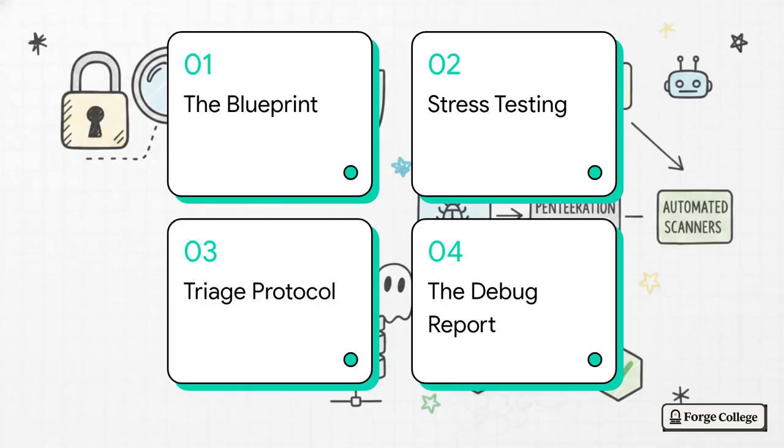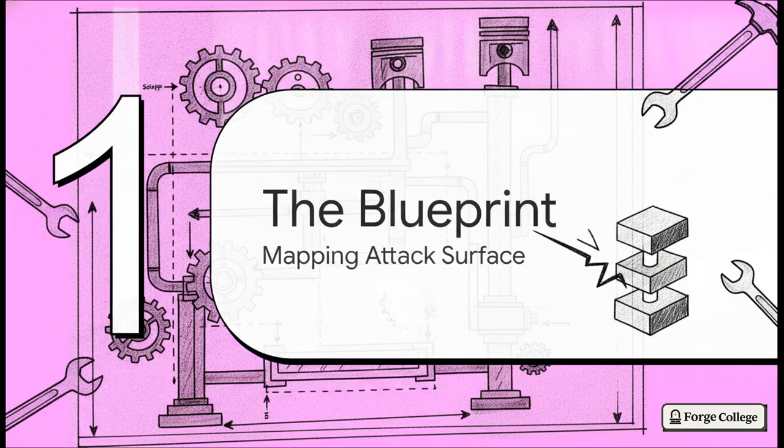So here's our engineering protocol for today's explainer. First, the blueprint. Second, stress testing. Third, the triage protocol. And finally, number 4, the debug report. Let's get to work. All right, Section 1, the blueprint, mapping the attack surface.